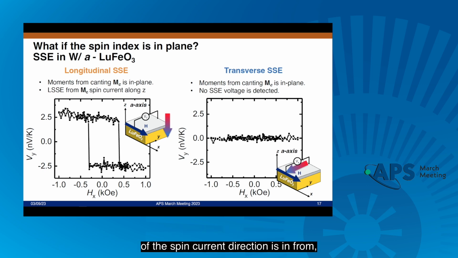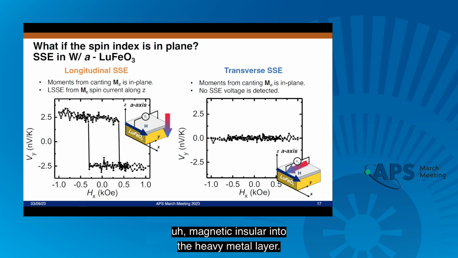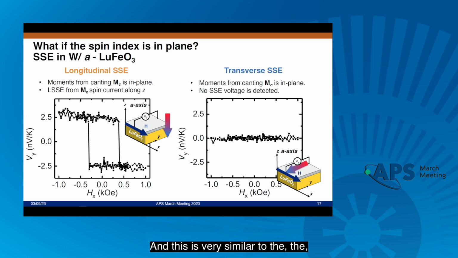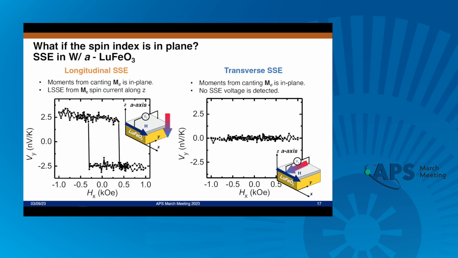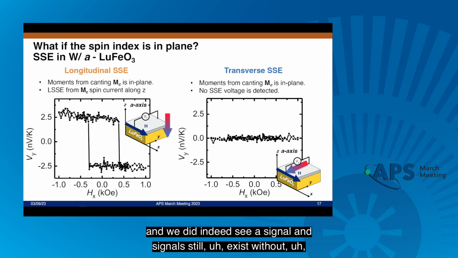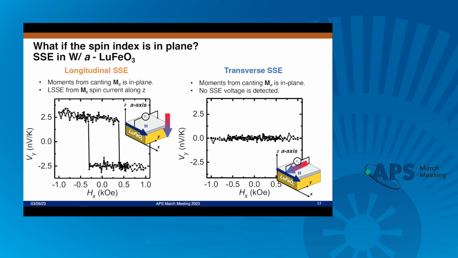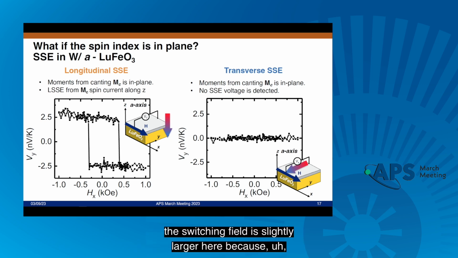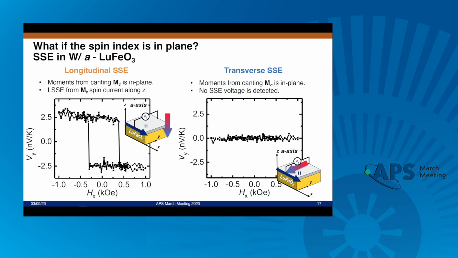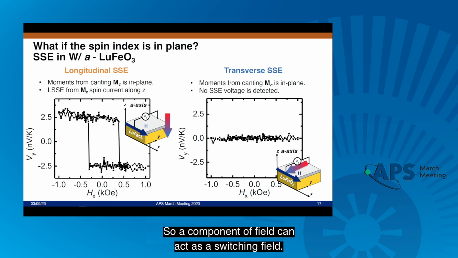Here, we have an in-plane moment with an out-of-plane temperature gradient, and we picked up a voltage along the y direction, mutually perpendicular, and the spin current direction is from the magnetic insulator into the heavy metal layer. This is very similar to the spin Seebeck effect people observed and reported in YIG and platinum, and this is expected. And we did indeed see a signal. The signal still exists without magnetic field and can be switched by a small amount of field. The switching field is slightly larger here because we apply the field not exactly along the z-axis direction, so a component of the field can act as a switching field.